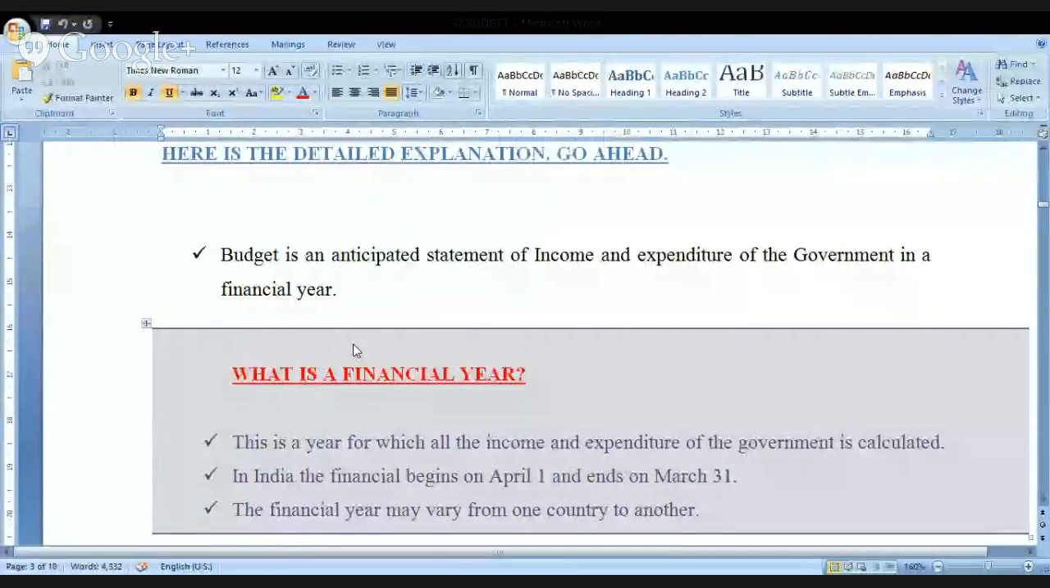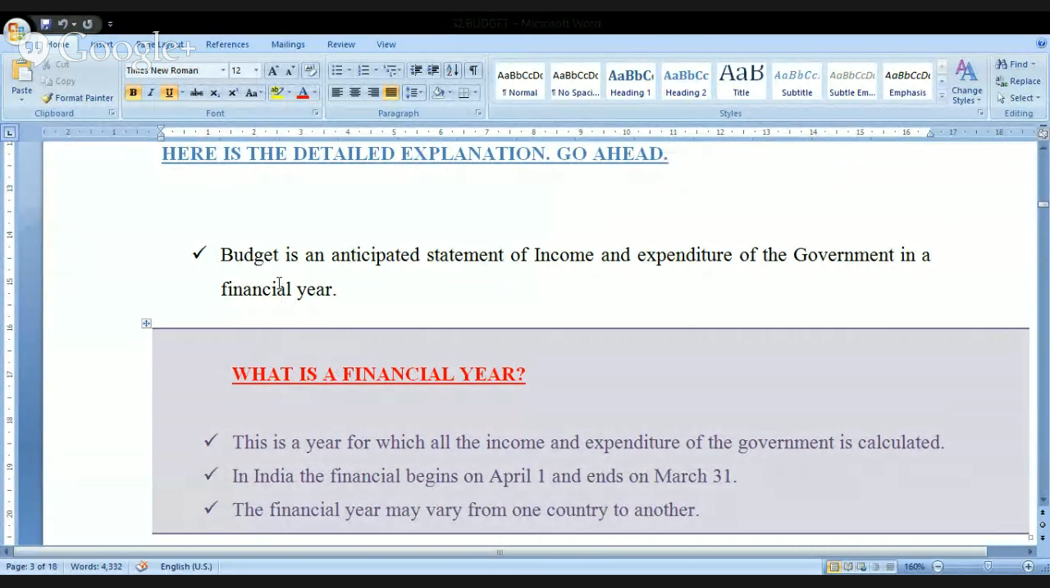Let's continue with the topic, that is the budget. So we have seen so many fundamental points in the previous class. Let me straight away open the document and start the discussion with you. Right. Now look at this. After learning so many fundamental things, here is the detailed explanation, and let's go ahead.